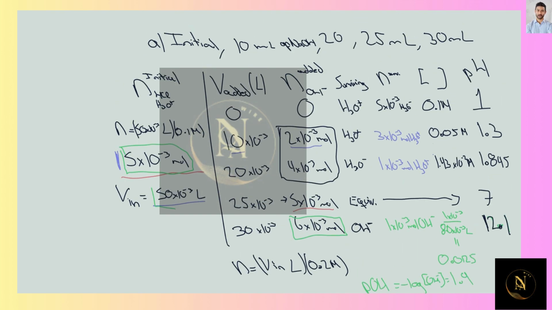So, before the equivalence point in the titration, the pH is going to be given by the amount of hydronium ion that I have left in my solution. At the equivalence point, since it is a strong acid with a strong base titration, the pH is given by the pH of water. And after the equivalence point, the pH is given by the excess amount of OH- that I have added to the solution.